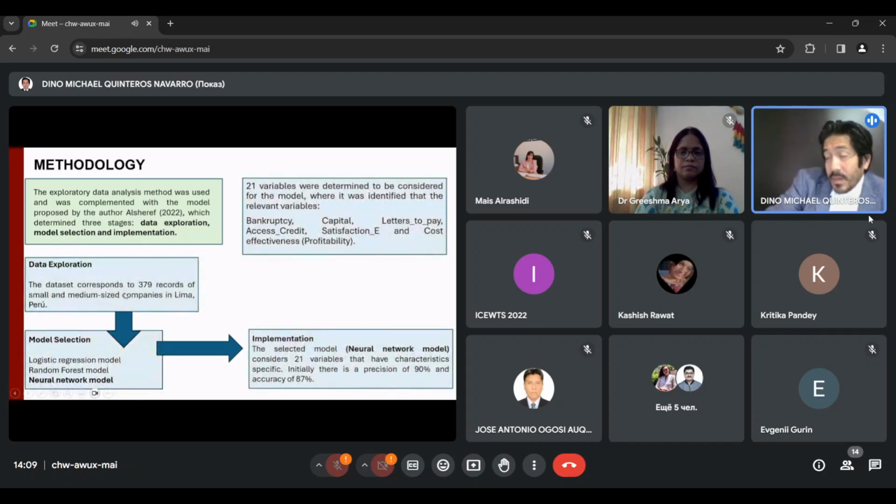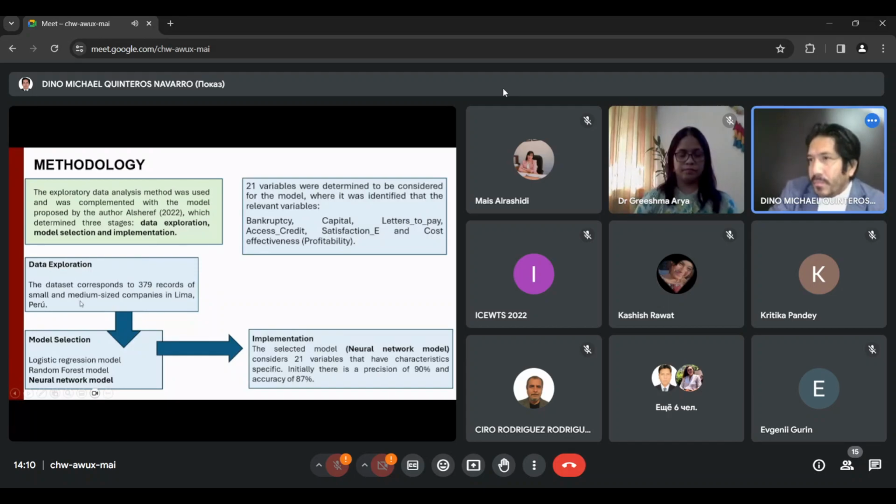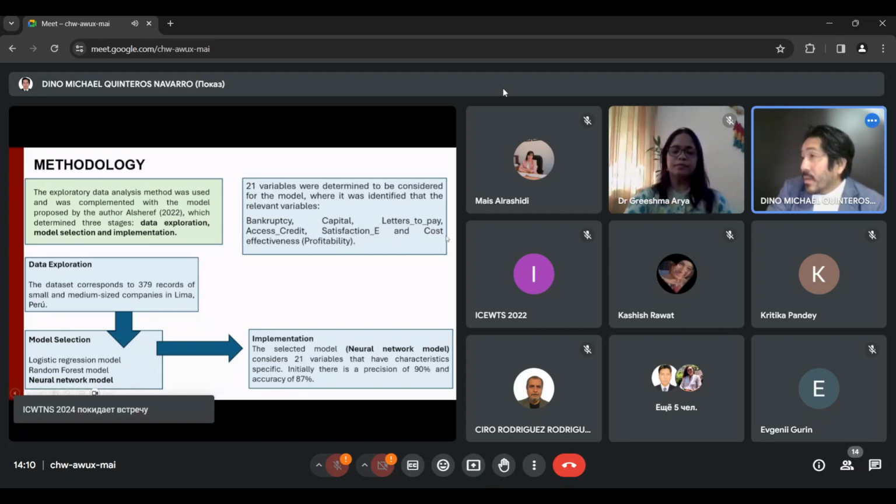Data exploration corresponds to the dataset exploration of a system of companies in Lima, Perú. In model selection, three models: logistic regression model, random forest model, neural network model. 21 variables were determined to be considered for the model: bankruptcy, capital, letters to pay, access credit satisfaction, and cost effectiveness.